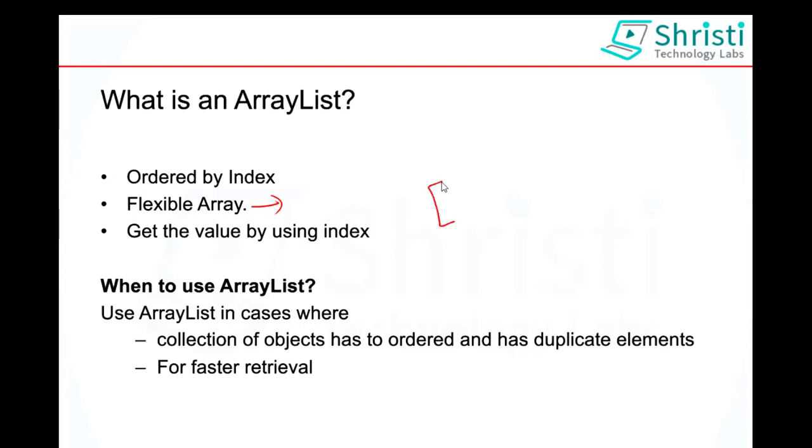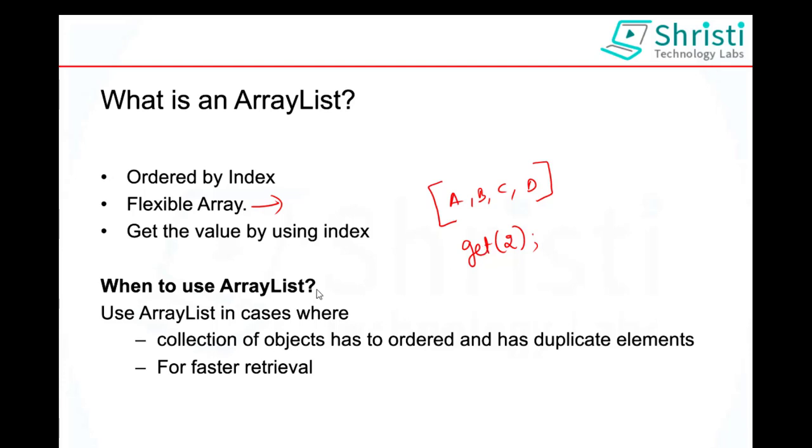Say for example, I am having an array list which is having 5 elements A, B, C, D. If I want to retrieve C, then I can retrieve it using the position 0, 1, 2. That is index 2. I can call it using get of 2. Array list also accepts duplicates.